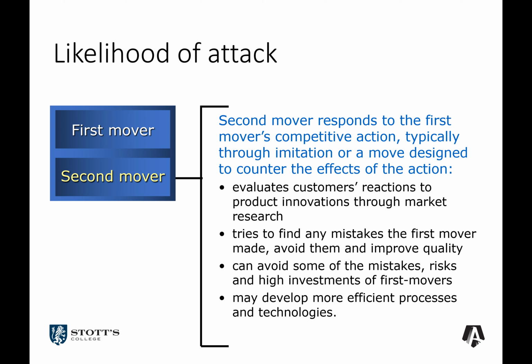Right, so second mover responds to the first mover's competitive action through imitation or a move designed to counter the effects of that action. Again, in phones, when 4G came out, all of a sudden we had 3G plus, just as good as 4G, from the companies that hadn't rolled out their 4G network sufficiently. And we're seeing the same thing with 5G and 4G at the moment.